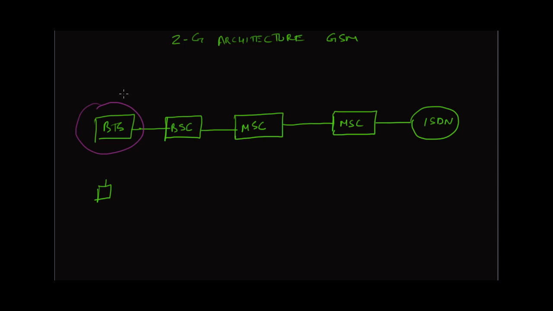BTS, on the other hand, is responsible for paging the mobile, coding. It has a transceiver which is responsible for receiving and transmitting the radio link. It's a radio link between the mobile and the base station, base transceiver subsystem. All right, so let's do that.